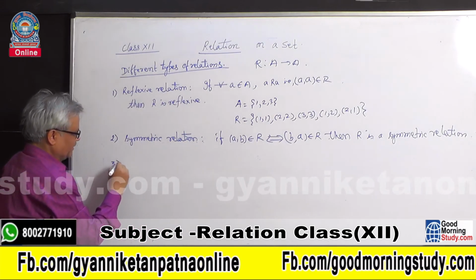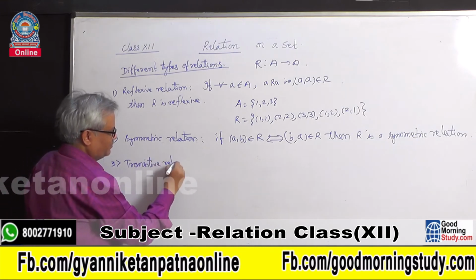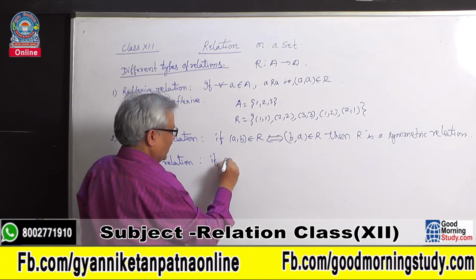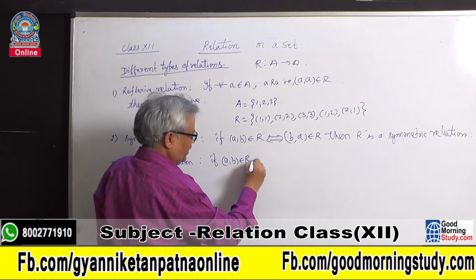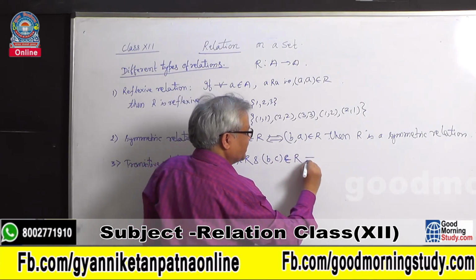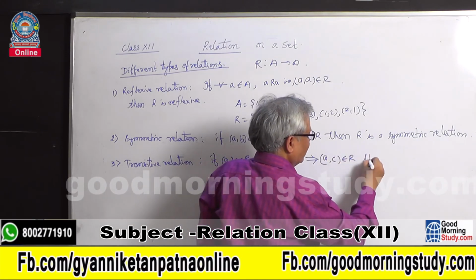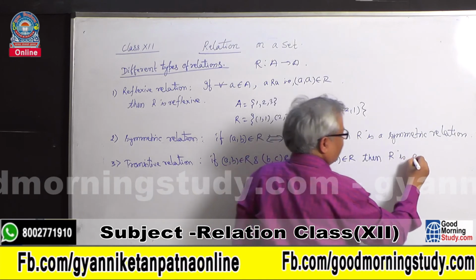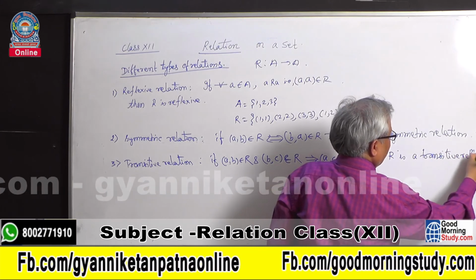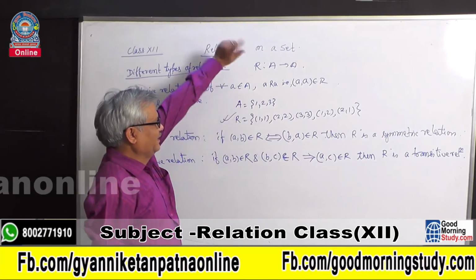And the third is the transitive relation. In this relation, if (a, b) belongs to R, that is a is related to b, and b is related to c, (b, c) belongs to R, this implies that (a, c) also belongs to R. Then this R is a transitive relation.